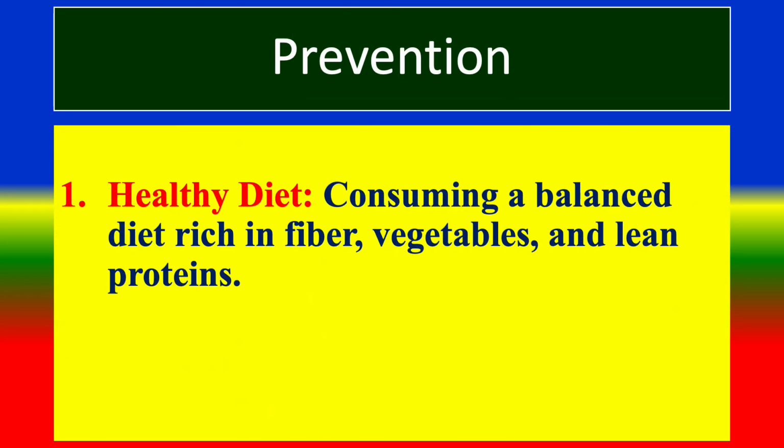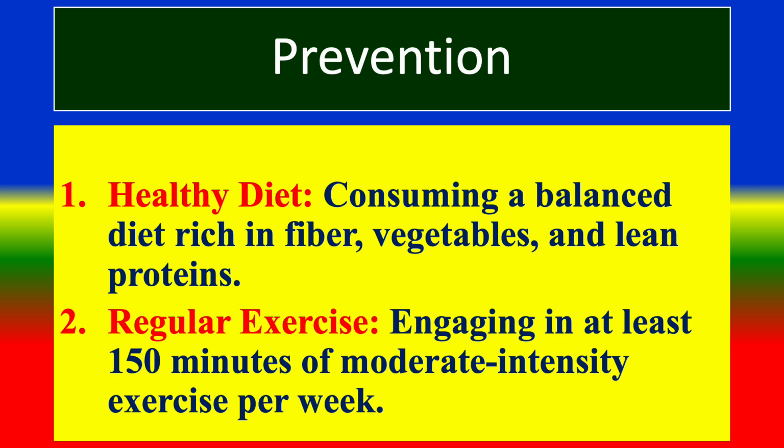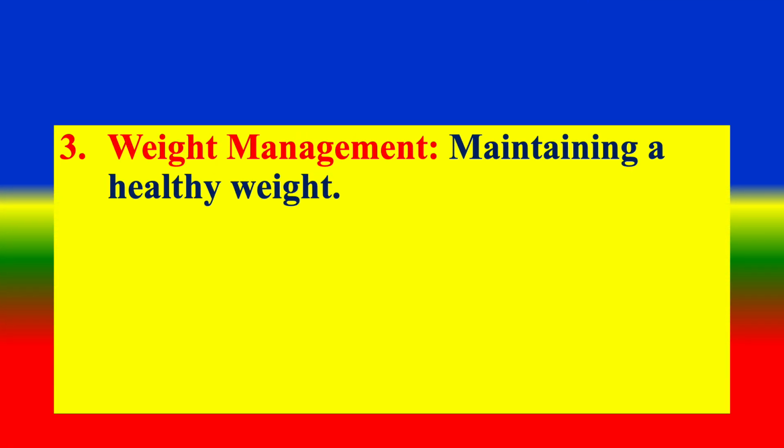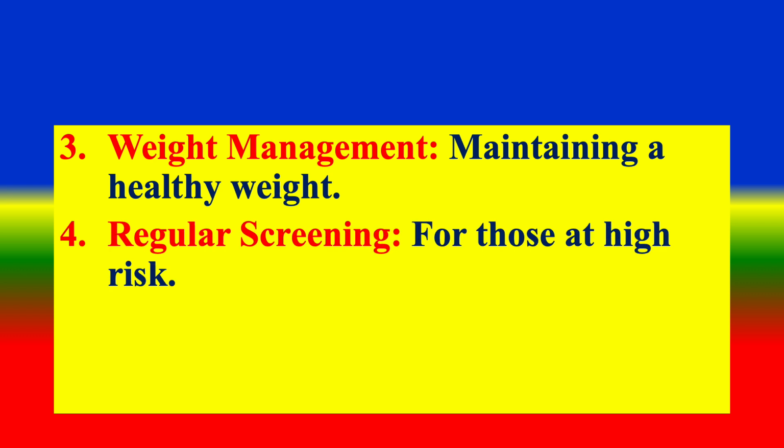Prevention: 1. Healthy diet, consuming a balanced diet rich in fiber, vegetables, lean proteins. 2. Regular exercise, engaging in at least 150 minutes of moderate intensity exercise per week. 3. Weight management, maintaining a healthy weight, with regular screening for those at high risk.